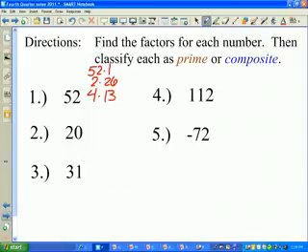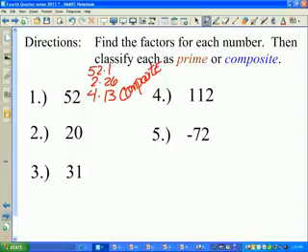Let me stop right there. So now I definitely have more factors other than 1 and itself. So it can't be prime. So in this case, 52 is a composite number.